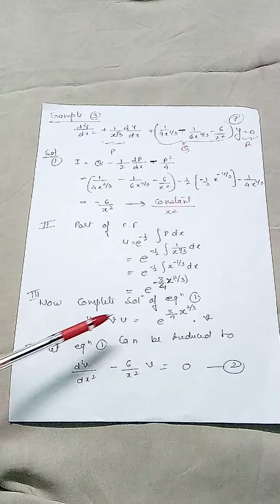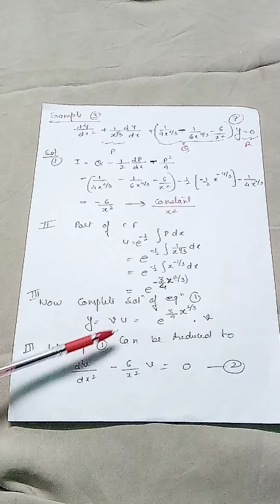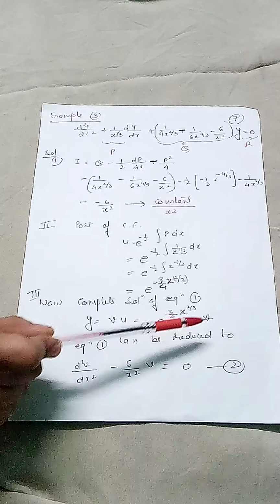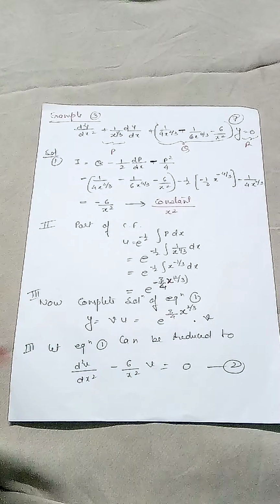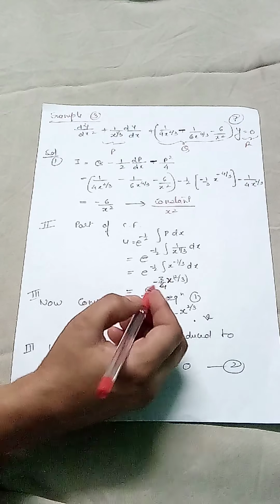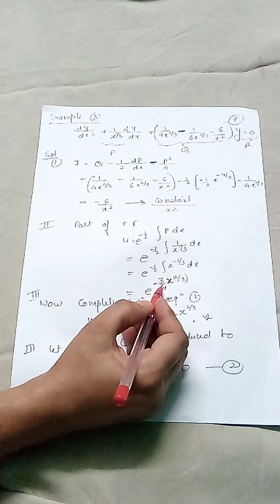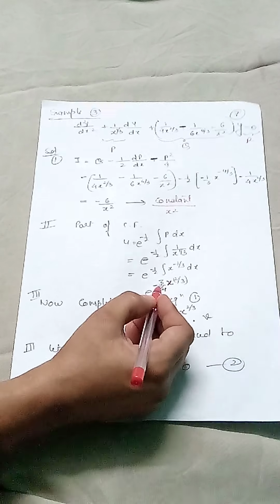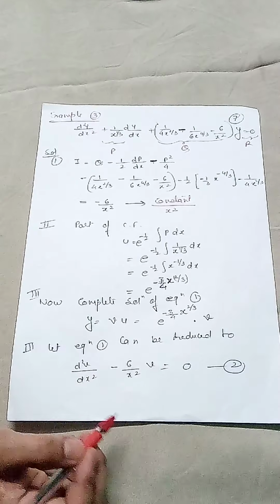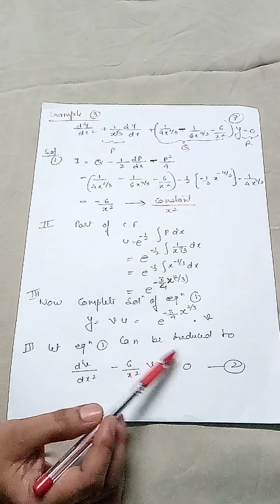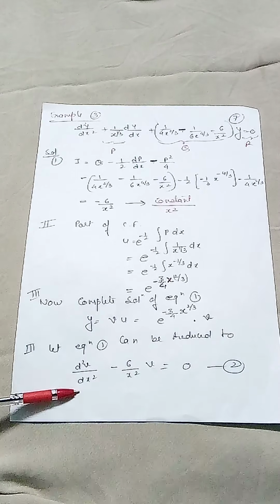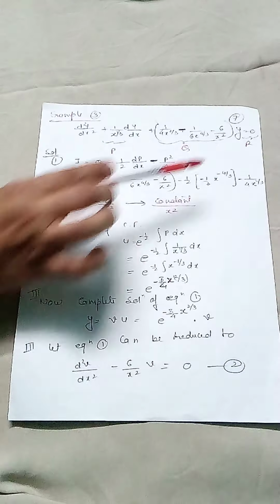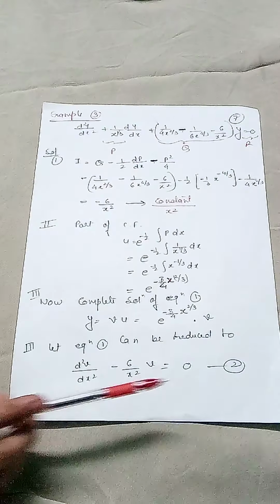Now the complete solution of equation 1 is y is equal to vu. Put the value of u here and v. Then u is e raised to minus 3 by 4, minus is already there and minus, then it will be your minus. Equation 1 can be reduced to d2v upon dx square plus Iv is equal to R upon. But R is 0, therefore the right hand side will be 0.